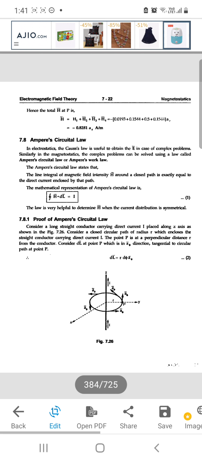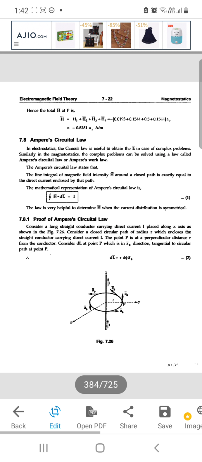So according to Ampere's circuital law, you are going to find the magnetic field intensity around a closed path. And according to the law, the line integral of the magnetic field intensity around a closed path will be equal to the current, that is the direct current enclosed by the path. Now we will look at the proof of Ampere's circuital law.